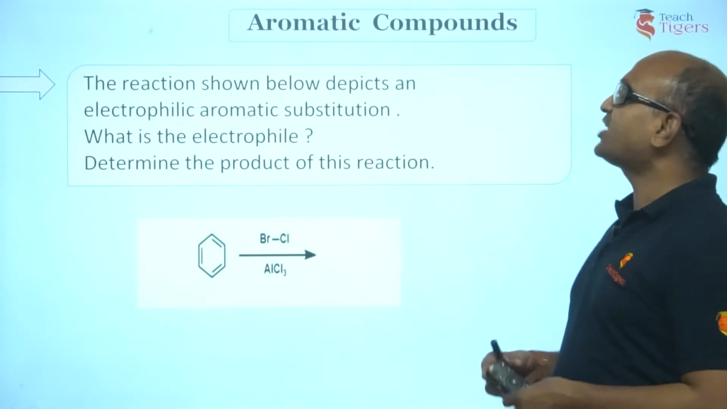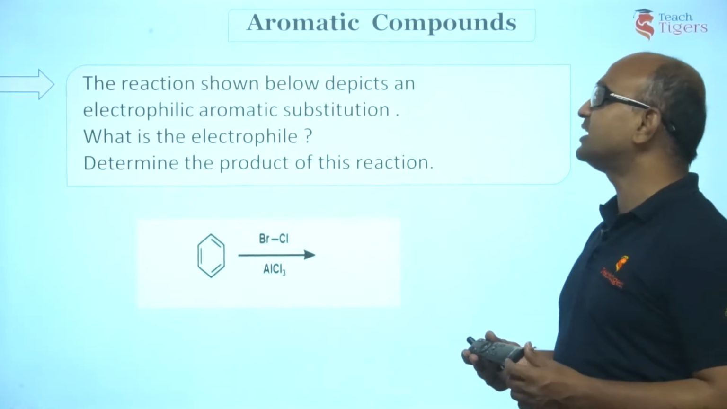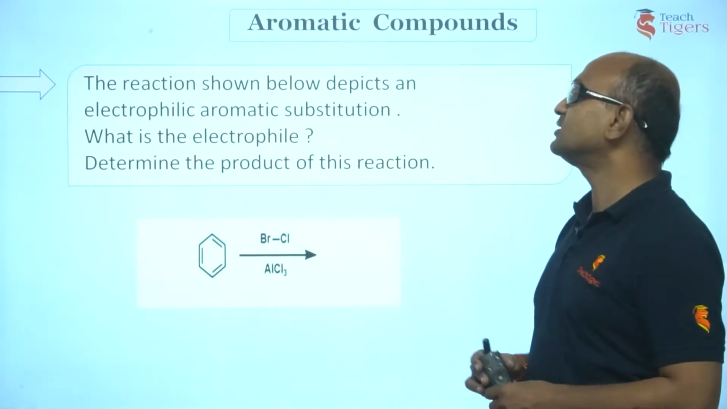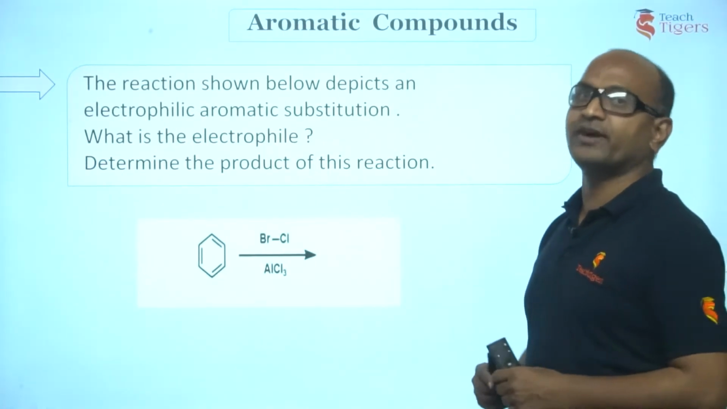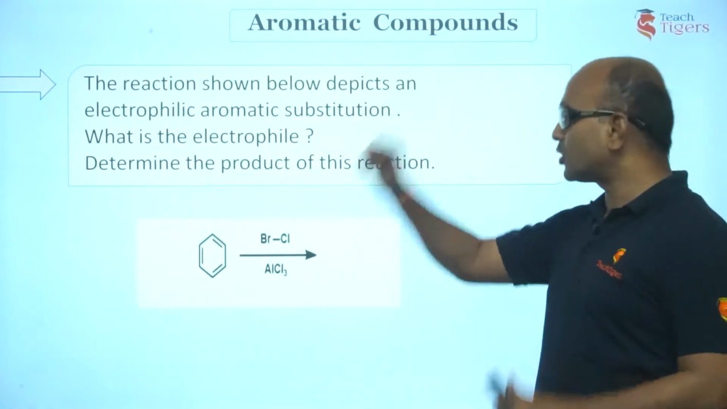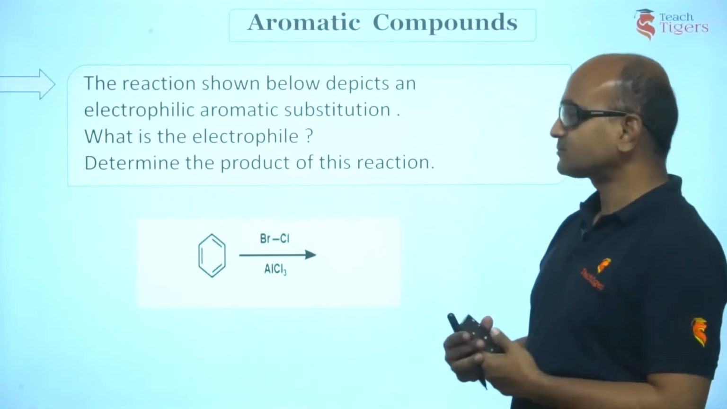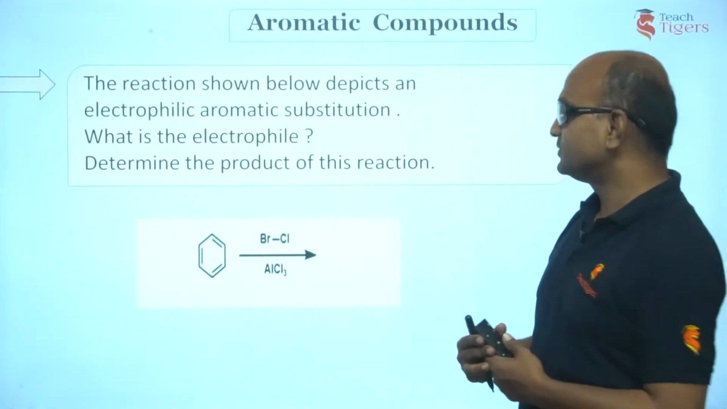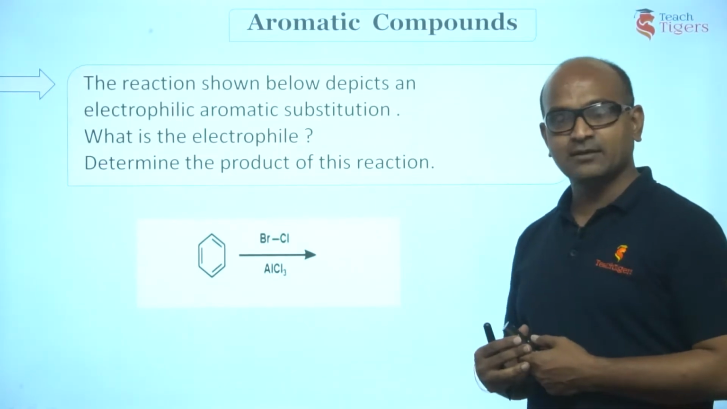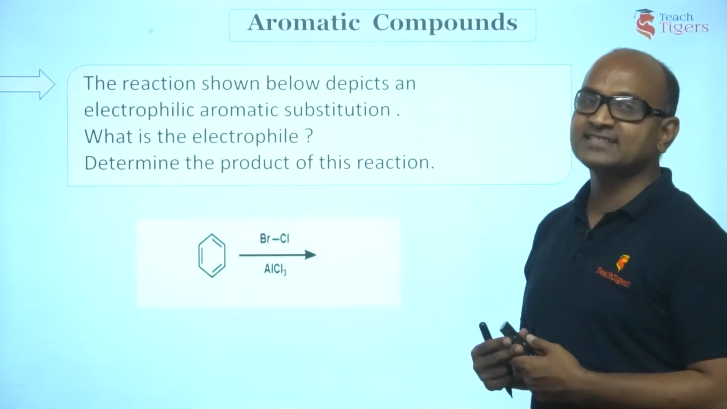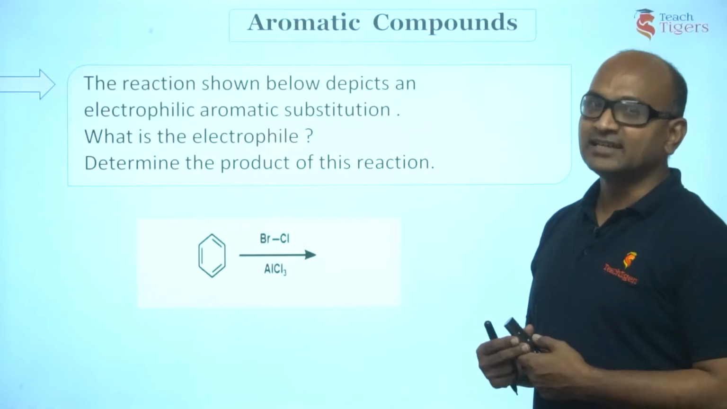I have given a reaction here. The reaction shown below depicts an electrophilic aromatic substitution. So you have an electrophilic aromatic substitution here. What is the electrophile? And determine the product of this reaction. Pause the video and just go through it. Right? So, what is the product? Please make a try.